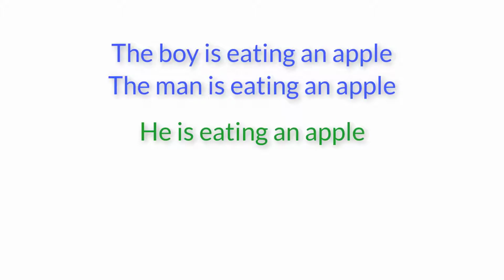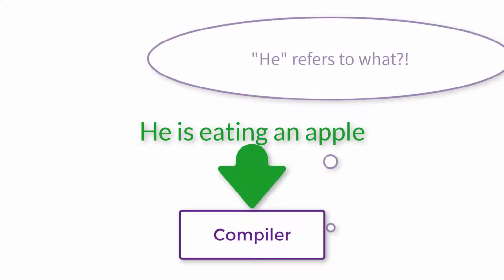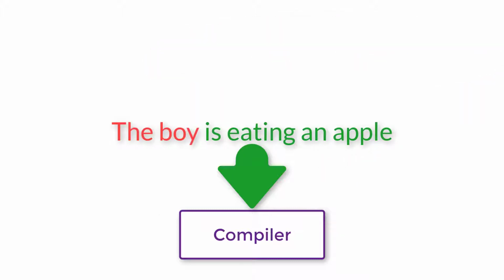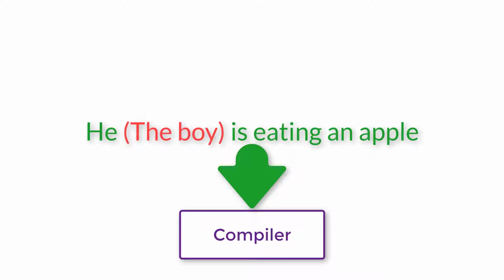For example, if we add the sentence "the man is eating an apple" after the sentence "the boy is eating an apple," and then I tell you, "he is eating an apple," now the word "he" can either refer to the boy or the man, which in computer language must not happen. So the compiler would ask you, who do you want the word "he" to refer to? So it can translate it to the computer. In which case, you might replace the word "he" with the word "boy," or you can add the word "boy" between parentheses, so there would be no confusion.